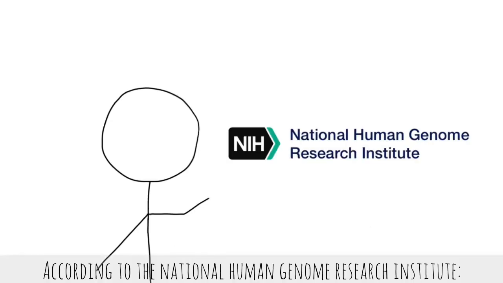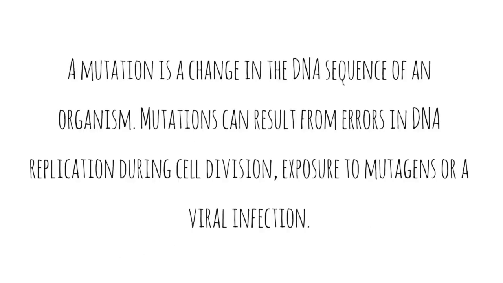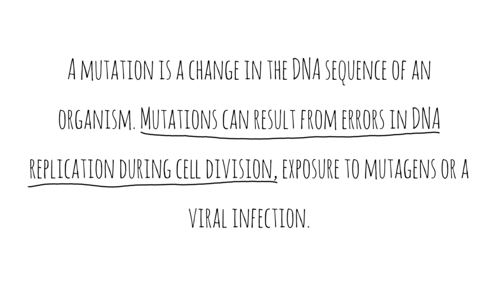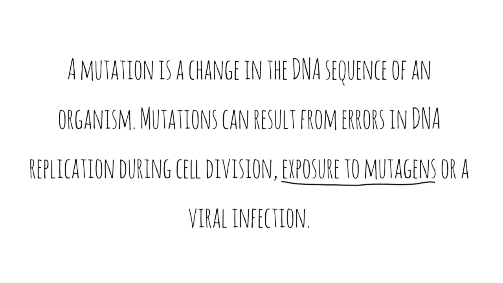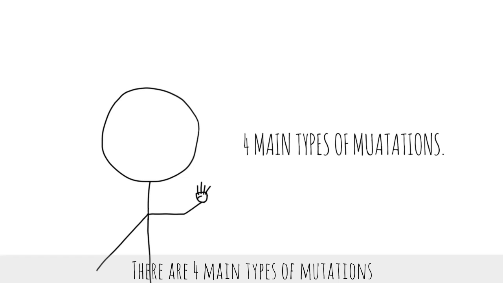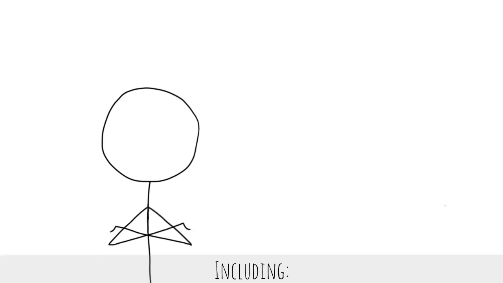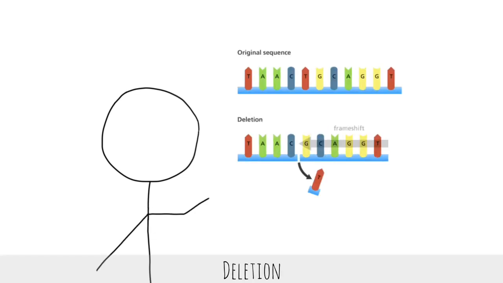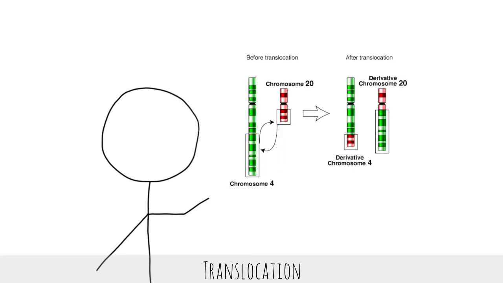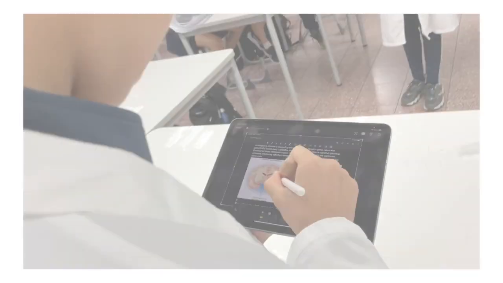According to the National Human Genome Research Institute, a mutation is a change in the DNA sequence of an organism. Mutations can result from errors in DNA replication during cell division, exposure to mutagens, or a viral infection. There are four main types of mutations, including substitution, deletion, insertion, and translocation. Moving on to Huntington's disease.